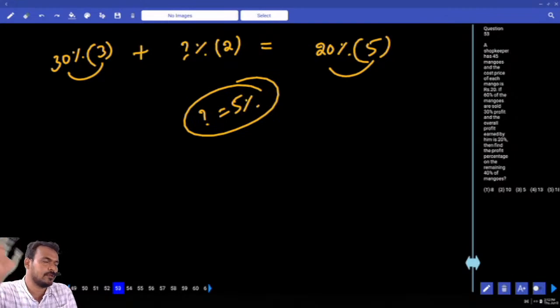Okay. In the previous one, directly 100% was taken. 100 minus 60, we get 40. 100 minus 90, we get 10. The 10 equals something into 2 or not? Then something equals 10 by 2. 10 by 2 means 5 or not?